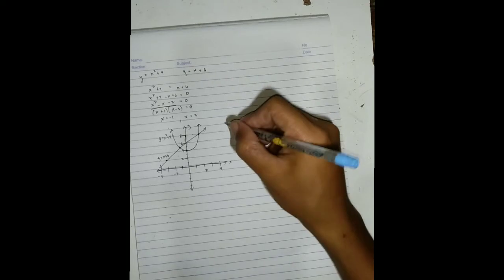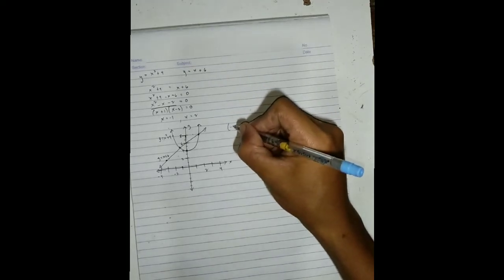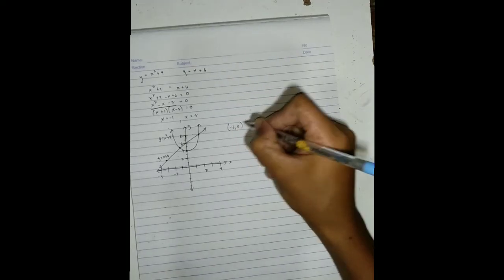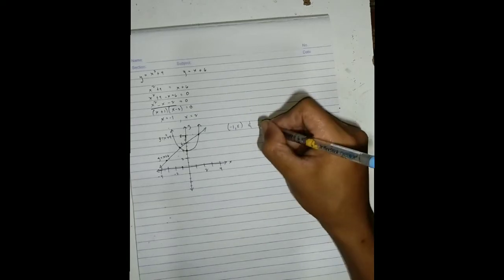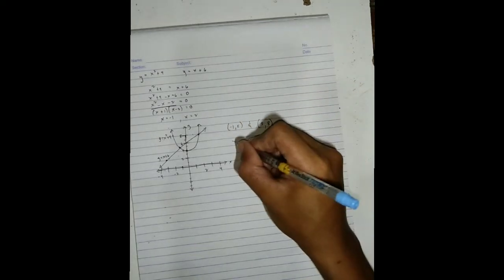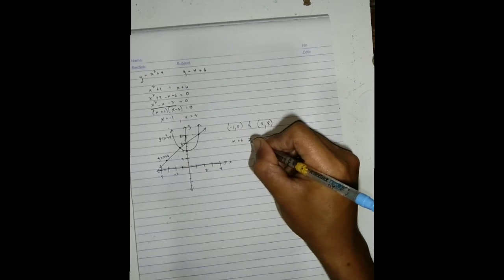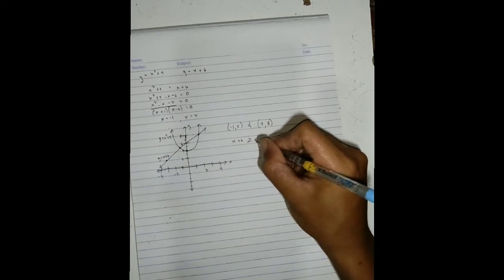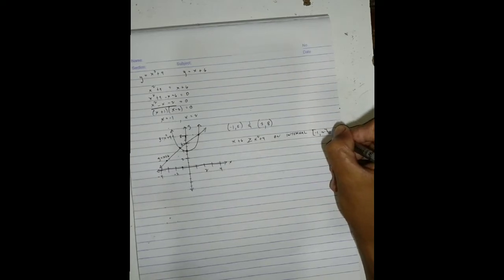and we can conclude that they intersect at the coordinates (-1, 5) and (2, 8), with x plus 6 greater than or equal to x squared plus 4 on the interval -1 to 2, as we can see in the graph.